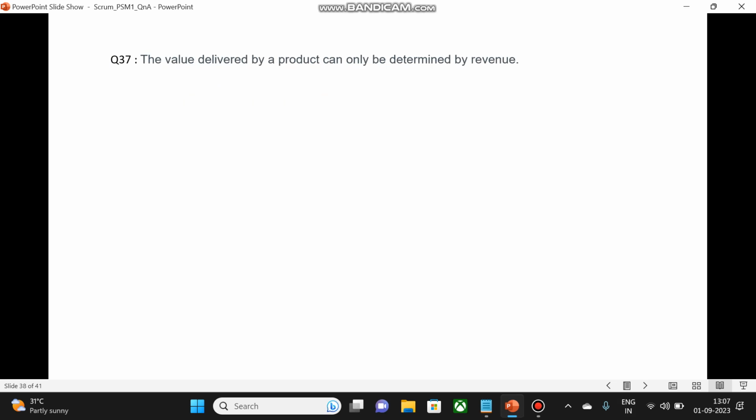Next question. The value delivered by a product can only be determined by revenue. So is this a correct statement? Let's check. No, false. So there are various methods to determine the value delivered by a product. It can be quality or it can be cost, and also one of the things is the revenue.